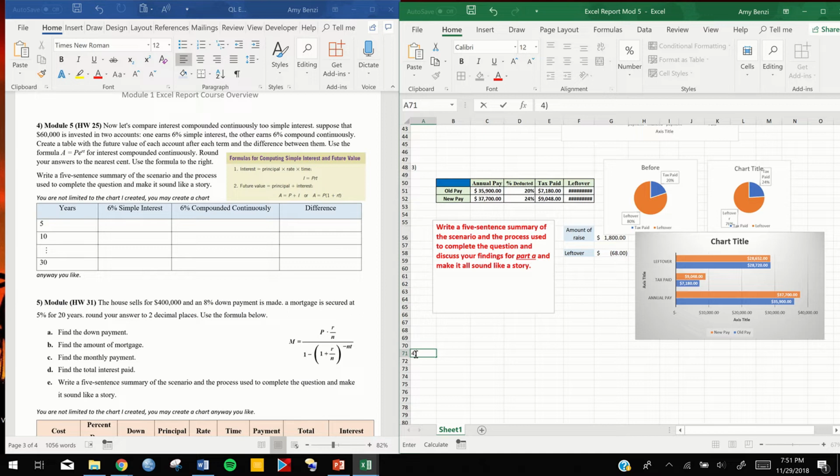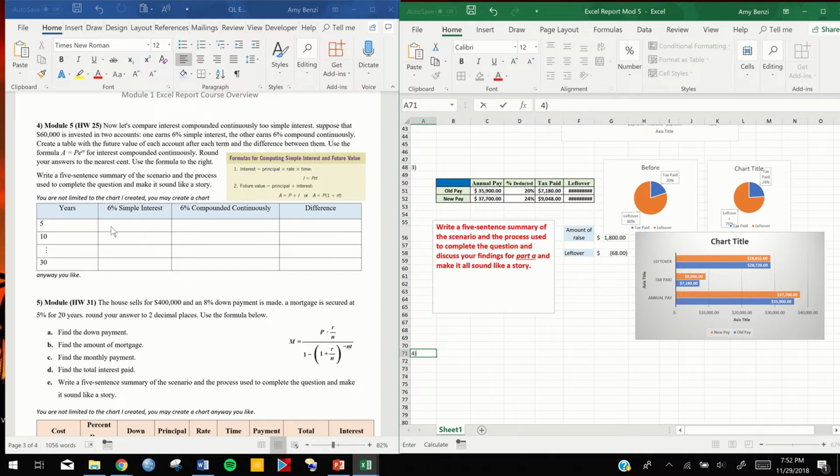So this is number 4, and we are going to look at the difference between earning either simple interest or compound interest on an investment of, how much does it say up here? Some investment of some amount. Here it is, 60,000. So we're going to invest 60 grand. Woohoo! I wish I had 60 grand to invest. And then we're going to check it out for a 6% simple interest and a 6% compound interest. We'll create a table with the future values, and then we're going to find out the difference.